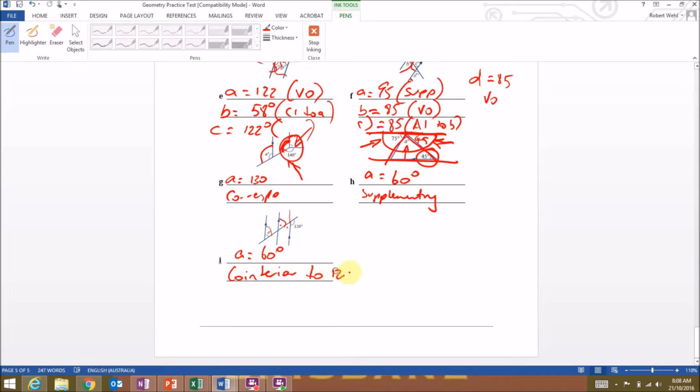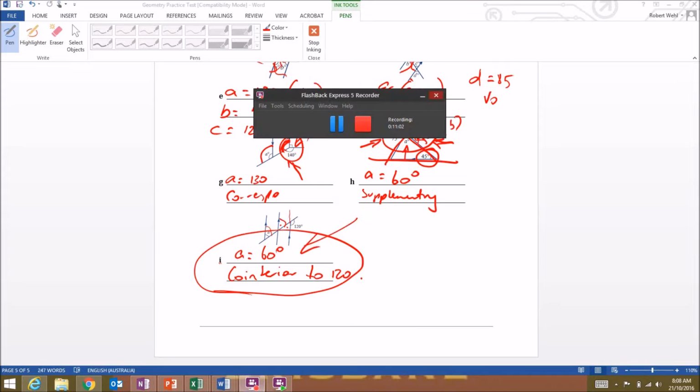And there's plenty of different ways here that you can explain that. You could go alternate, corresponding. It's up to you in your explanation. There's no correct way of finding the answer, as long as you explain how you found it. And that's it.